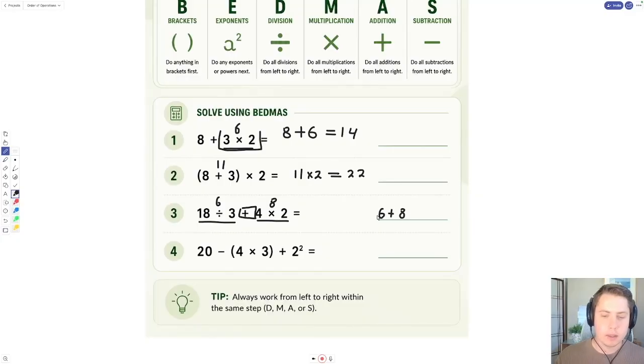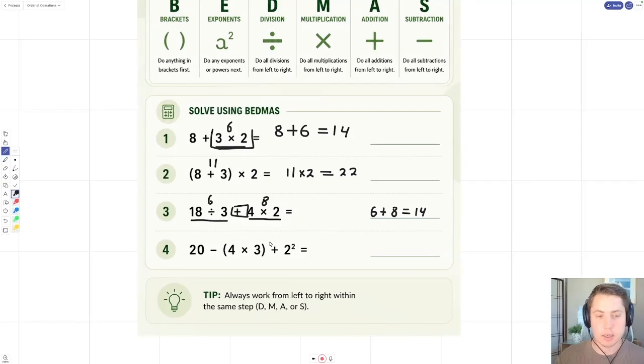All right? Now we have 6 plus 8. What is that going to give us? Well, it's going to give us 14. So our final answer, again, is going to be 14, just like question 1. All right, moving on to the next one.